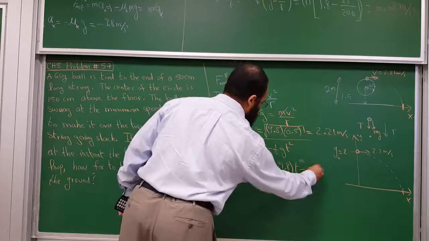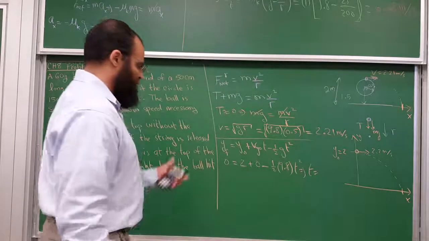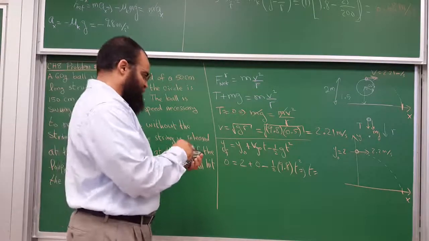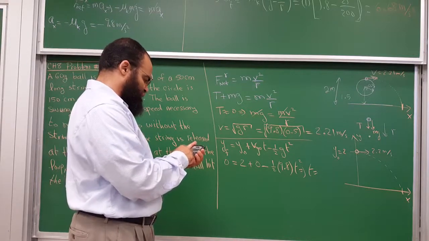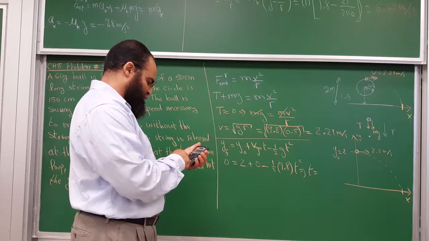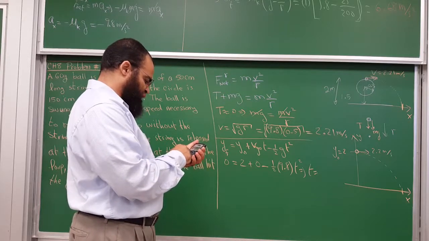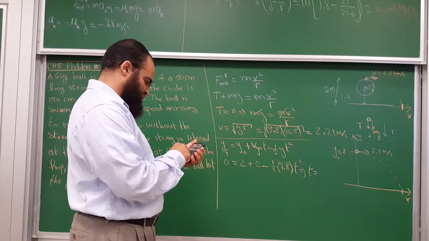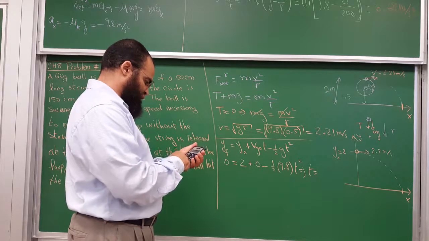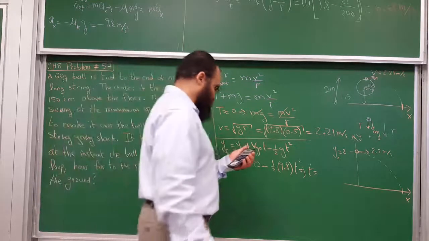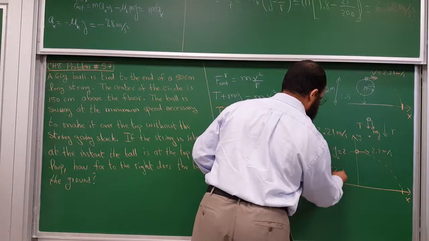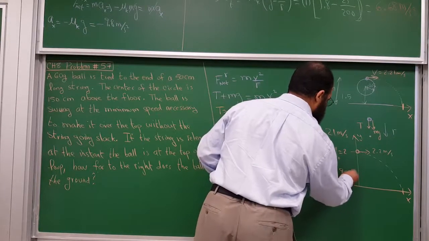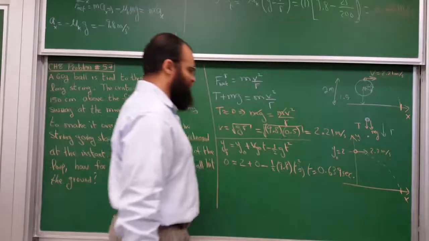So the time it takes to fall will be, let's calculate it: the square root of 2 over half of 9.8, to the power 1/2. I get 0.639 seconds. That's how long it will take it to fall.